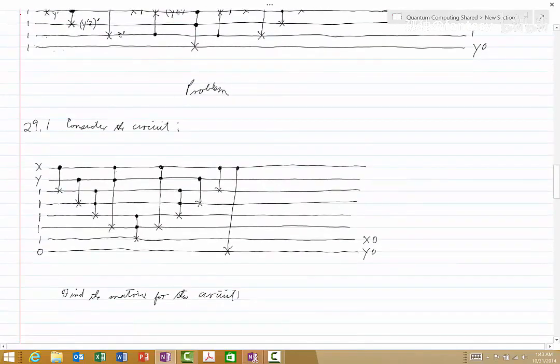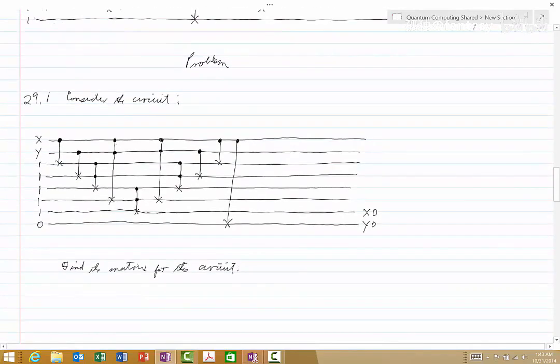And so, getting to the problem for this lecture, what I'm asking you to do is, if these lines are as shown here, and we define this line to be x0 and this one as y0, to find the matrix for this circuit. So I think I'll leave it at that, and that concludes lecture 29. As I say, the in-class problem will be very similar to this. So that concludes lecture 29, and good luck.